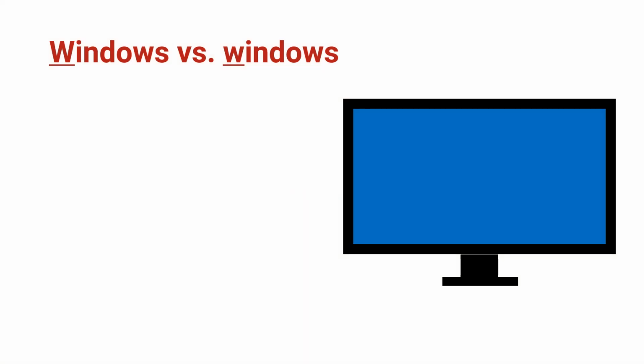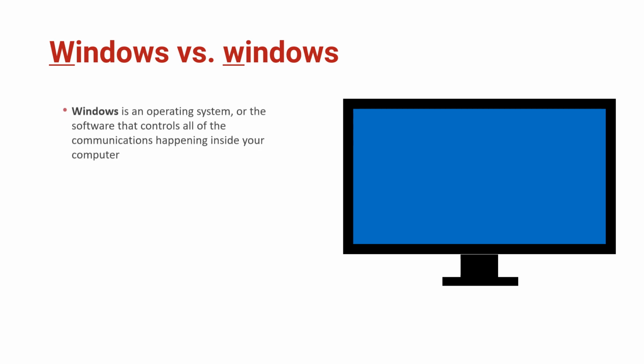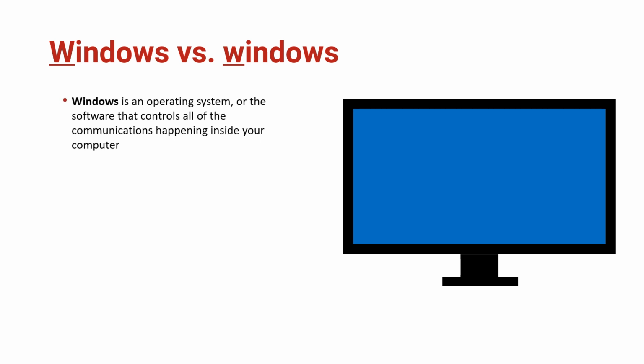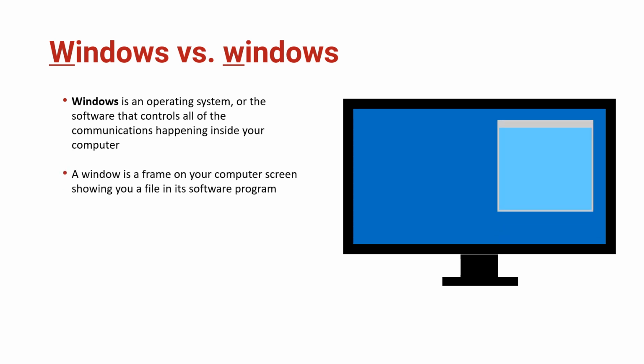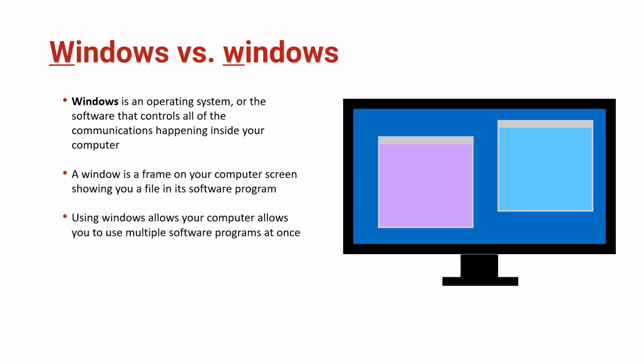Let's talk about viewing your software. It is important to note that Windows, with a capital W, is the name of an operating system, or the software that controls all the communications happening inside your computer. A window with a lowercase w is another name for the frame around your software as it's displayed on your screen. And using these frames or windows, your computer is able to allow you to perform multiple tasks or use multiple software programs at once.